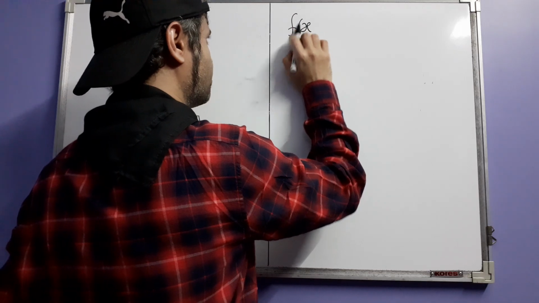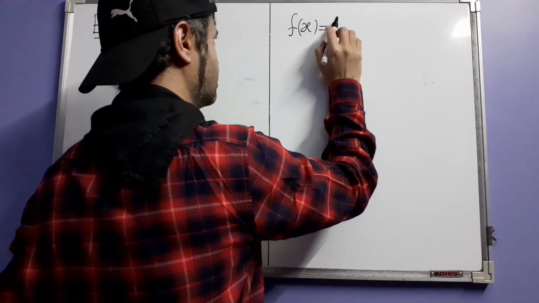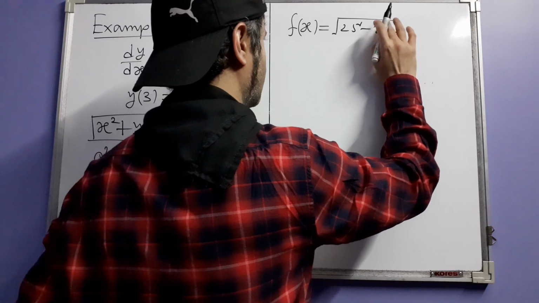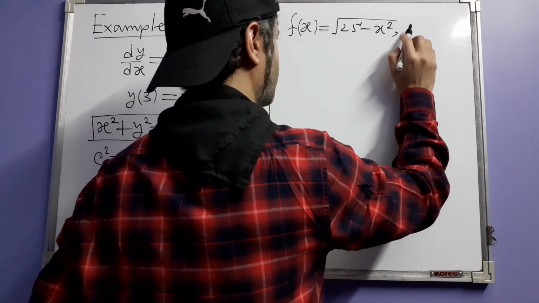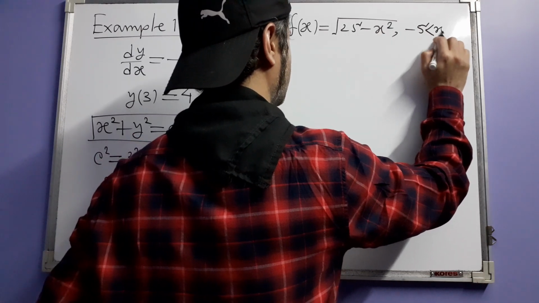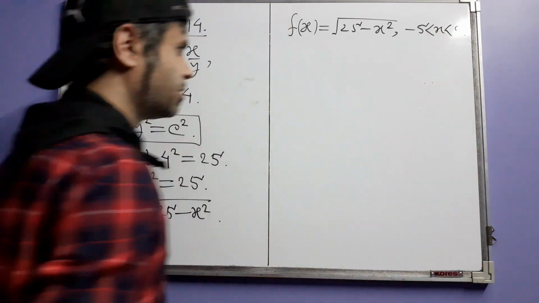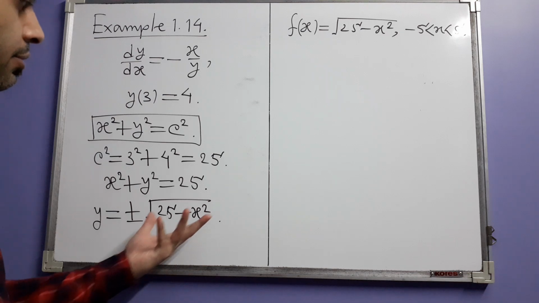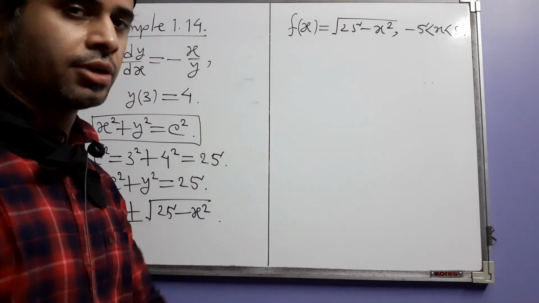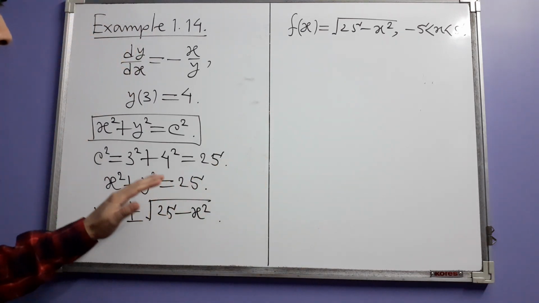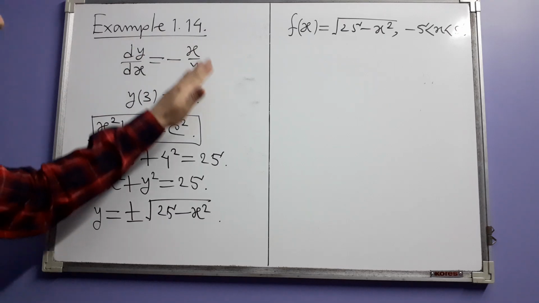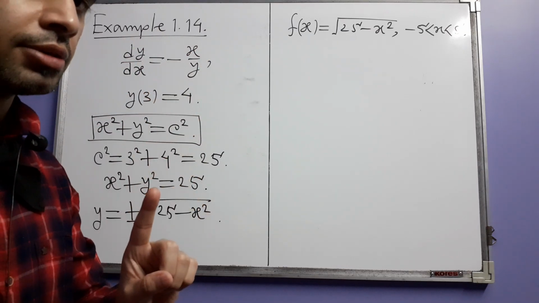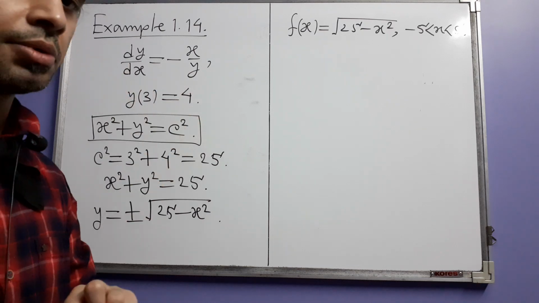If we write it as a function, then this is what it is: 25 minus x square, where x lies in the open interval minus 5 comma 5. Okay, so that's how we can find one particular solution, which is also the only solution of this initial value problem, not just the differential equation. The differential equation along with that supplementary condition.